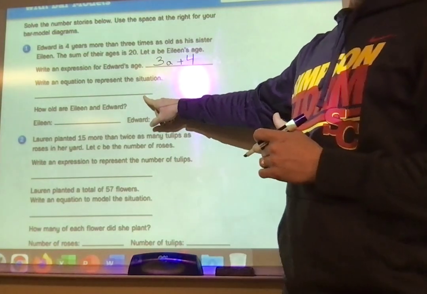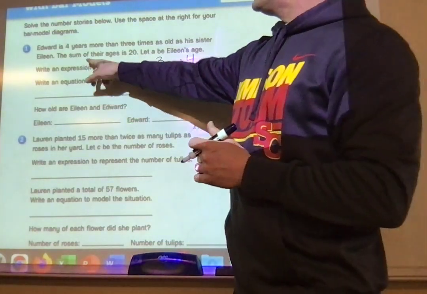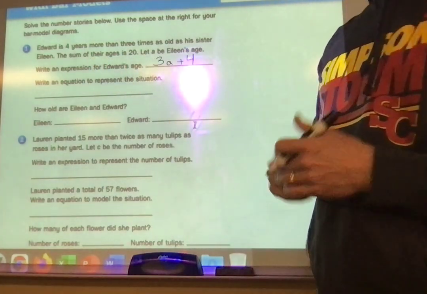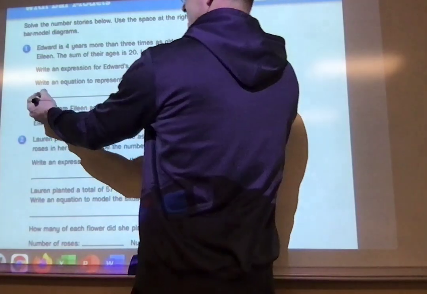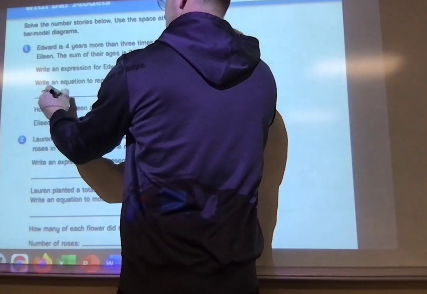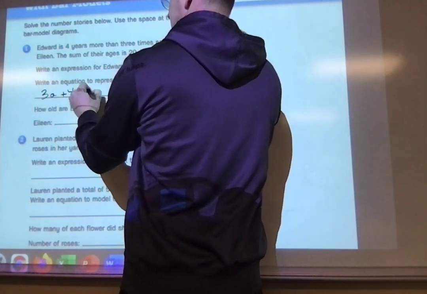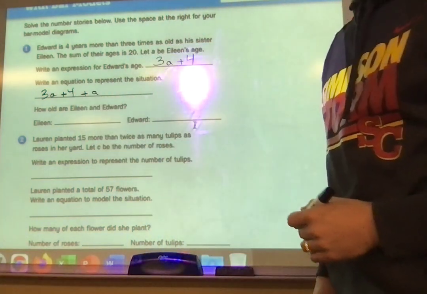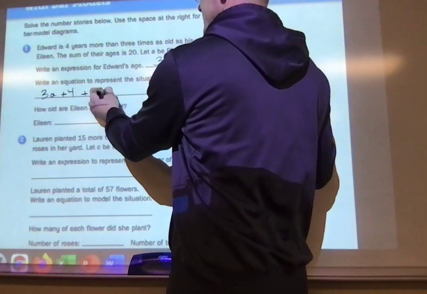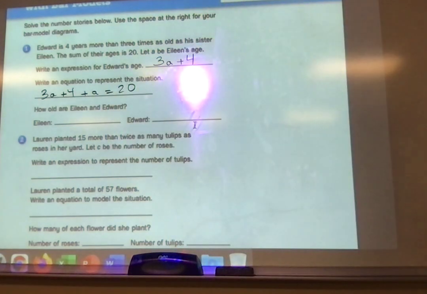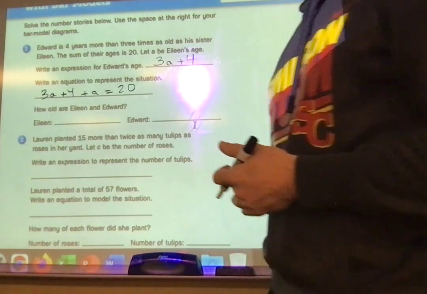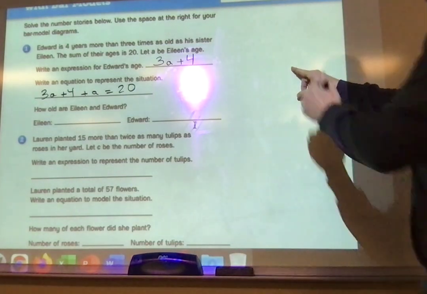To write the whole equation now, it says the sum of their ages is 20. So I need to add them together, since sum means add. If I take Edward's, which is 3A plus 4, and add A, which is Eileen's age, that should equal 20. So I can use algebra to figure out how old these two are, and we're going to use that bar model that we've been practicing.